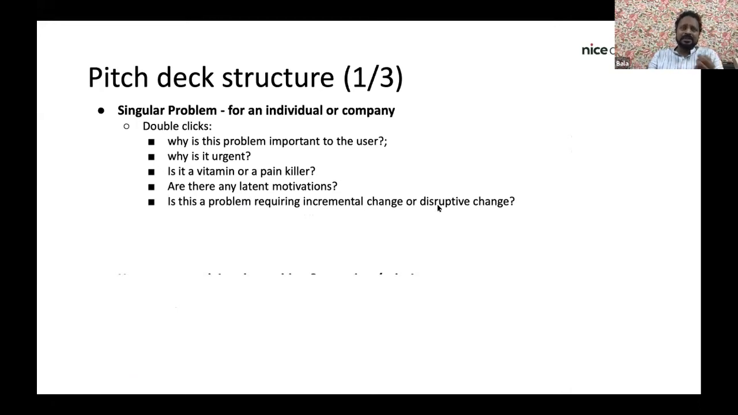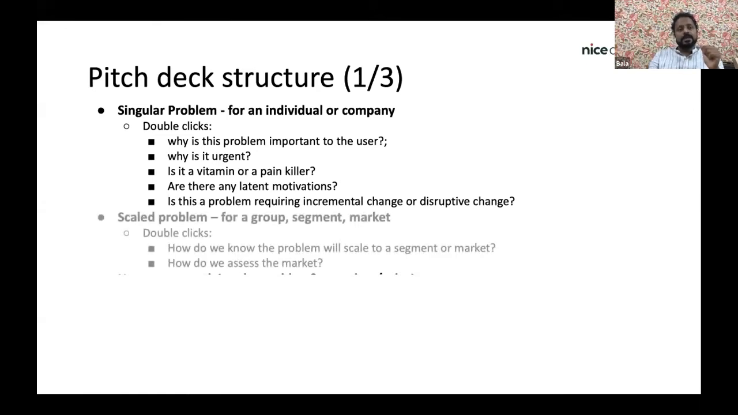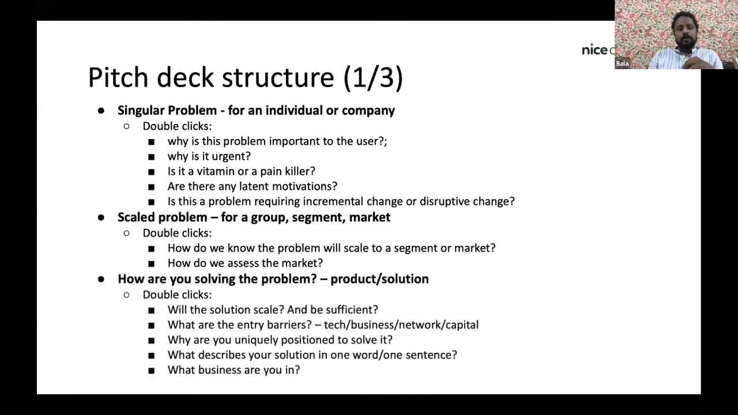And is there any latent motivation? For example, is there any inertia for them to move over to your solution? Does it require an incremental change in a user's life, or is it a disruptive change that you are introducing? Any of that, right? So you need to cover all of this. Second is, you need to scale this problem and say it is not just for one person, but it's for a market. How big is the market? You have solved it for 100 people, but how do I know it will go to 1 million people? And how do we assess that market? Those are a couple of things that you look at. And how are you solving?